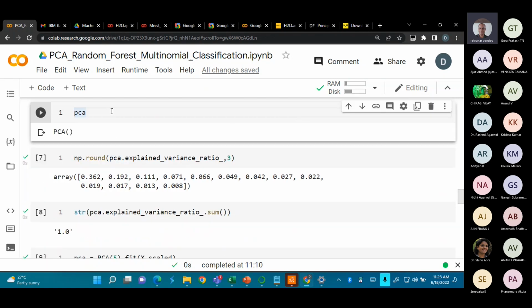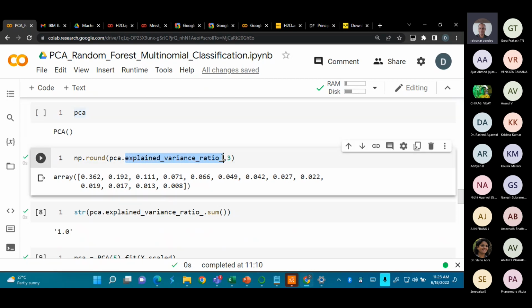So let's see. After doing the PCA, I'm talking about this particular method called explained_variance_ratio, right? And you'll see that this array will have 13 values: 1, 2, 3, 4, 5, 6, 7, 8, 9, 10, 11, 12, and 13. These are the components, right? I'll explain what these numbers really mean. But go ahead and run this line also, line number 7, which is np.round, numpy round. PCA is the instance that we have created and fitted the data on. Take the explained variance ratio and round it to 3 decimal places.